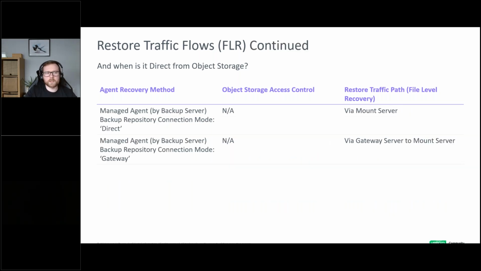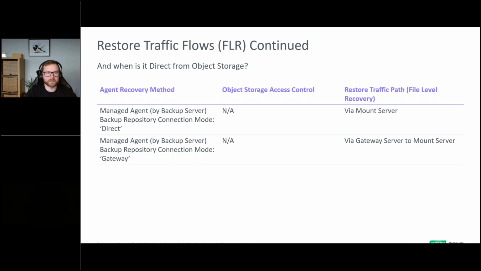Continuing on, if we've got our agent job managed by Veeam Backup and Replication, then if we attempt a file level restore, we have two data flows depending on whether we use direct or gateway. With direct restore, we won't be fetching the data directly via the agent endpoint. It'll be the mount server that connects to the object storage. And when we use the gateway, it is the gateway that connects to the object storage and then passes the data back to the agent endpoint via the mount server as normal.